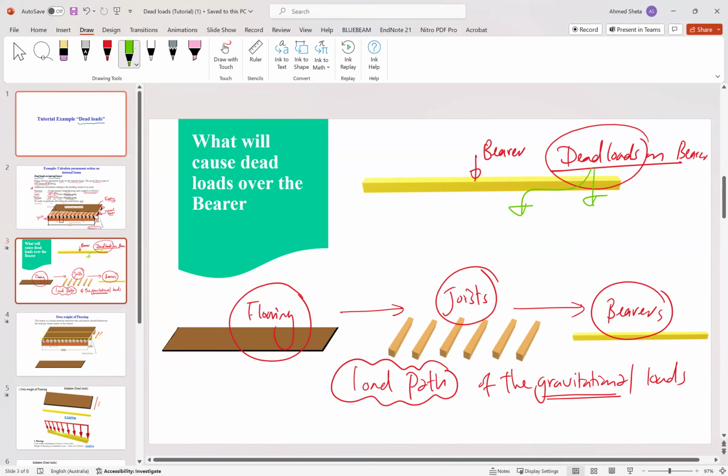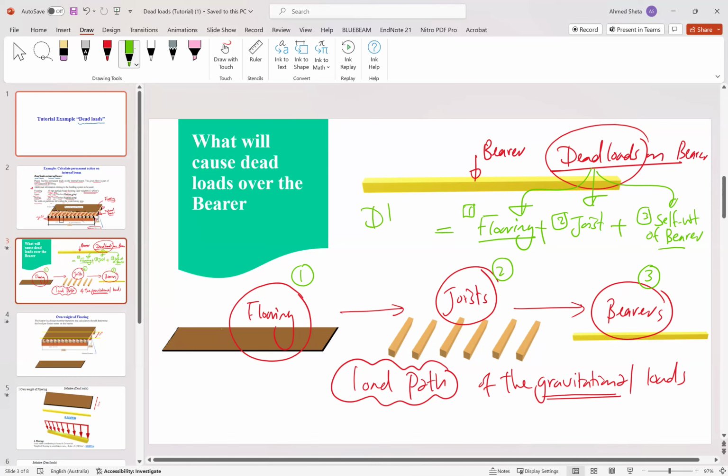The dead load on the bearer will be the flooring, and then the joist, and then the own weight of the bearer. So the dead loads on the bearer consist of flooring, the weight of the joist, and the weight of the bearer itself, or self weight of bearer. If we calculate these three components, we will find the dead load on the bearer, which is required in this example.